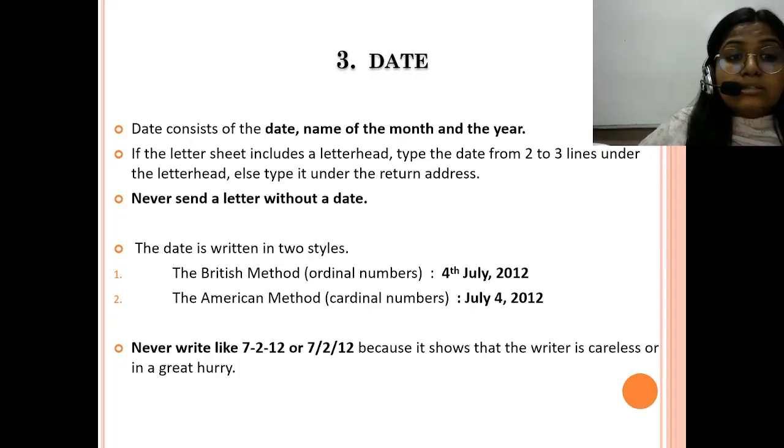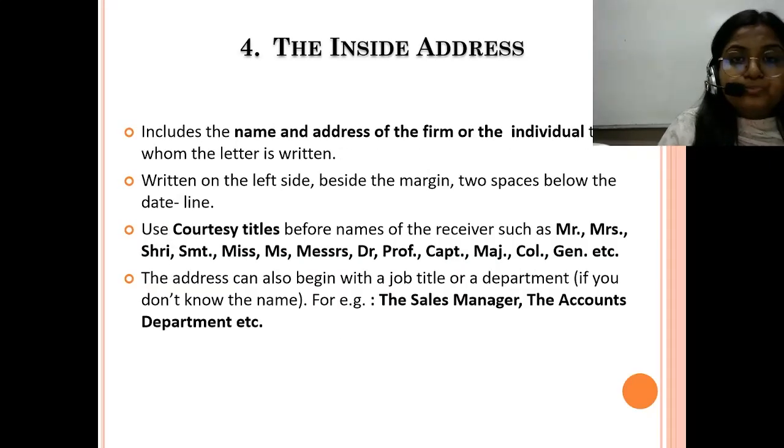You can see the example here. There is a British method and an American method, so we have two methods. In the British method, first of all, we write the date, then the month and then the year. In the American method, you first write the month, then the date and then the year. I hope this topic has been clear to you.